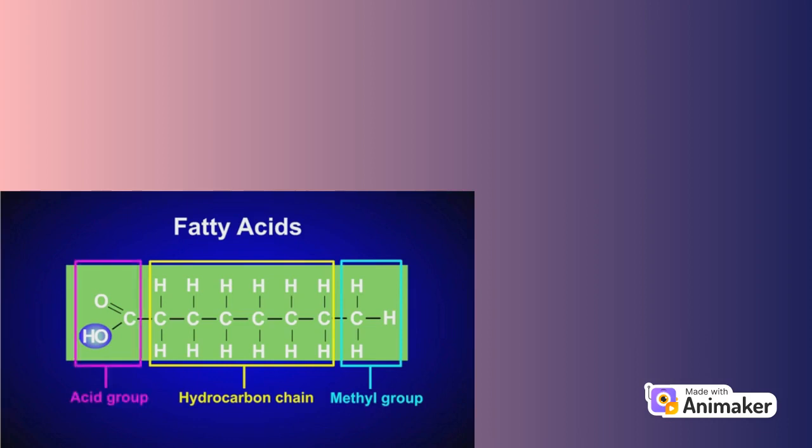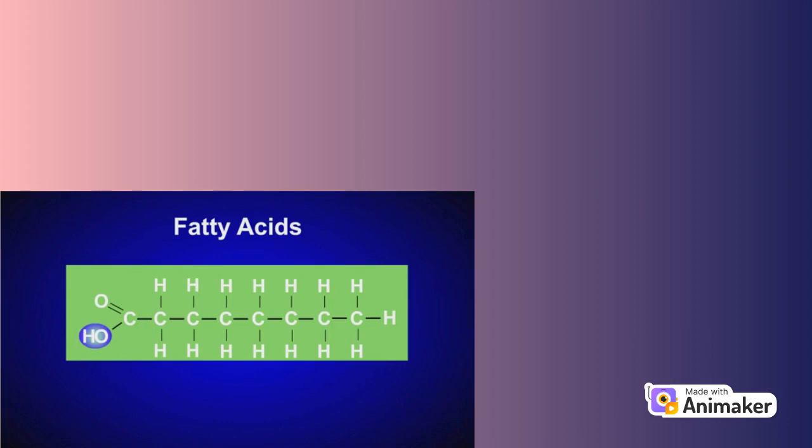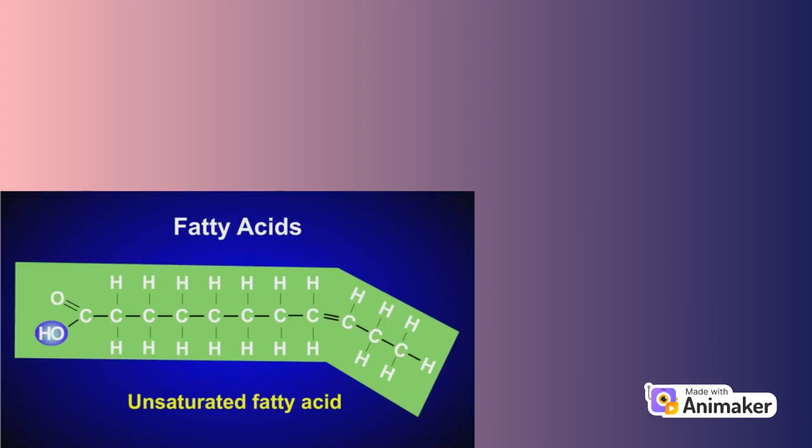Let's describe triglycerides at the molecular level. At the molecular level, triglycerides contain two types of subunit molecules, glycerol and fatty acids. Let's take a quick look at a fatty acid. A fatty acid has three main parts: a chain of carbon and hydrogen atoms called the hydrocarbon chain, a methyl group at one end, and an acid group at the other end.